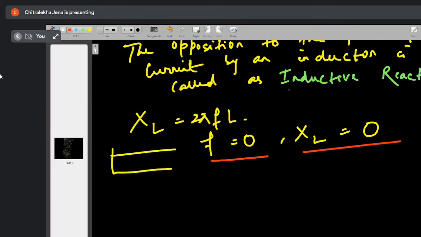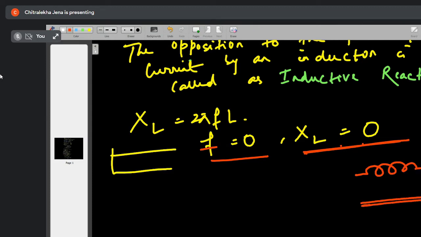What have I defined inductive reactance as? Inductive reactance is the opposition to the flow of current by an inductor. So when inductive reactance is 0, there is no opposition to the flow of current. That means when the frequency is 0, the inductor does not oppose the flow of current. Inductive reactance is 0 means the inductor behaves as a pure conductor.